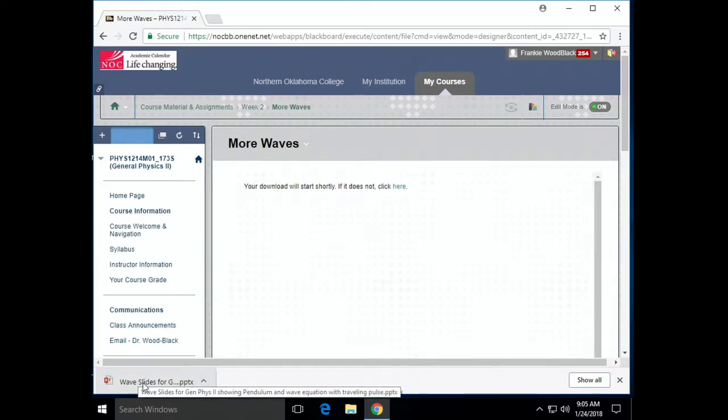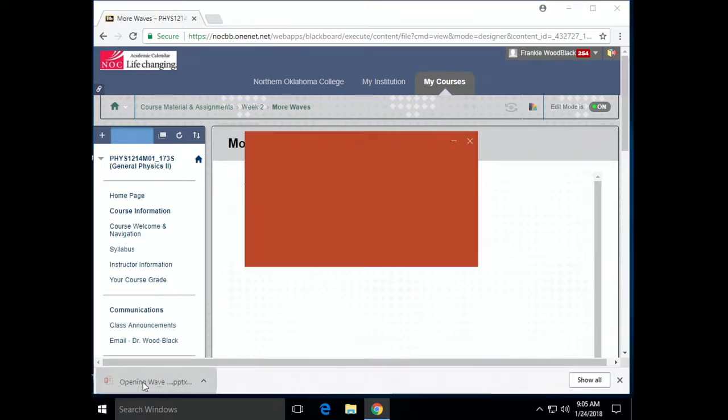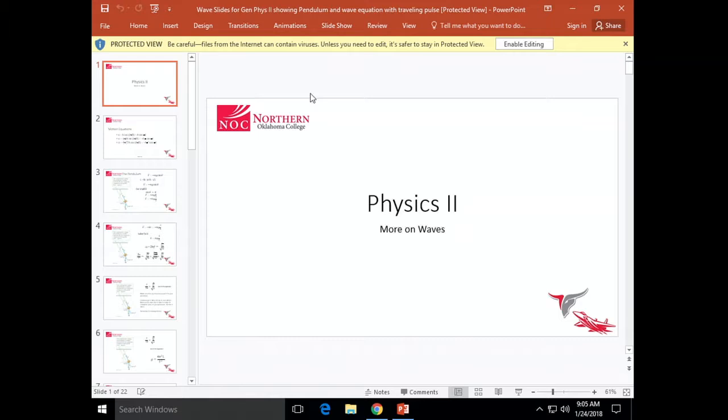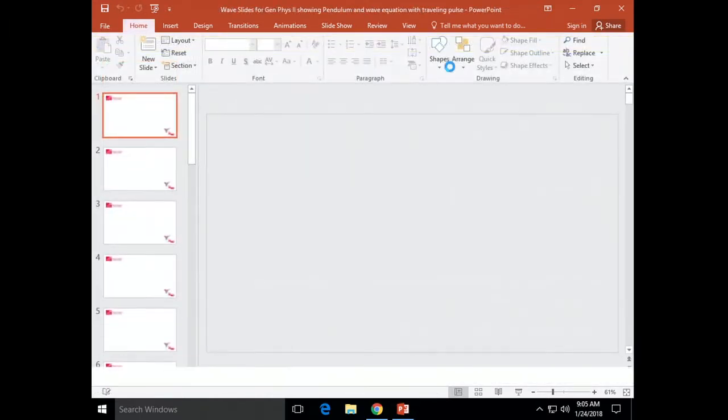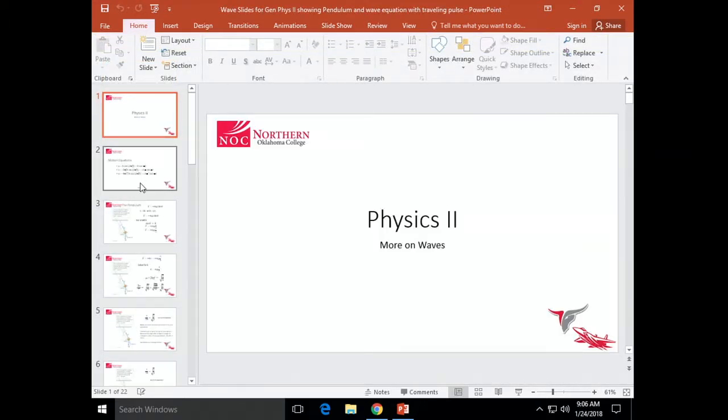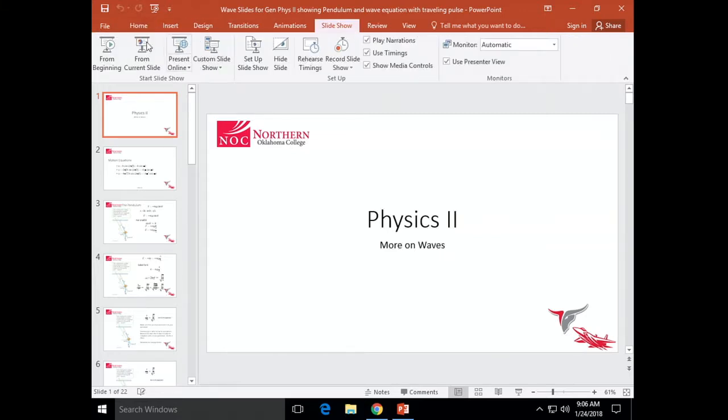I promised that we would do a pendulum today, so I just want to get the slides up so that we can look at them and look at where we're at. So, current view, let's go from the beginning.